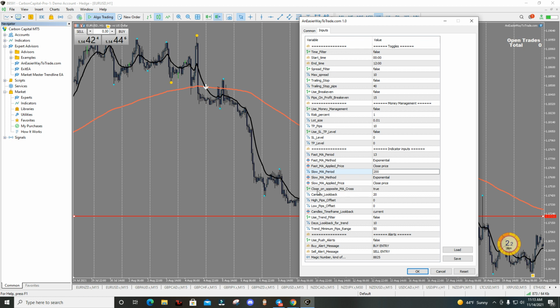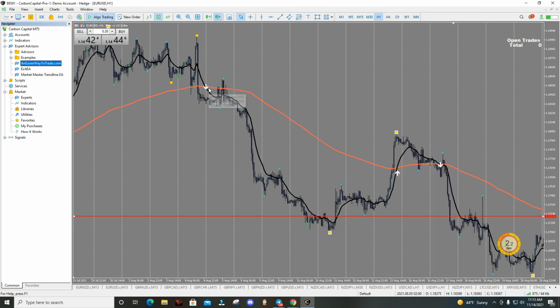This is the most important thing: close on opposite MA cross. I leave this set to true. Let me show you why. If I double click and turn it to false, then I'll show you what happens. I leave it to true. Okay, I'm in this trade right here. It's going down. If I leave it on true, it's going to exit that trade on the next cross. If I leave it on false, it will not exit that trade. It'll keep running. But this trade could have gone all the way up, turned around, and hit my stop loss. So I want it to exit on the cross. That is the most important.